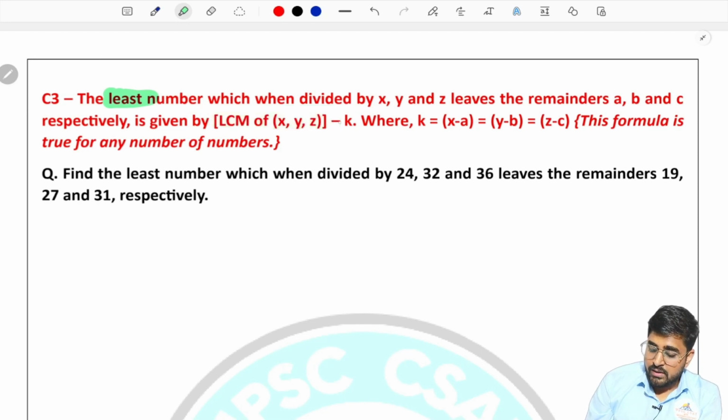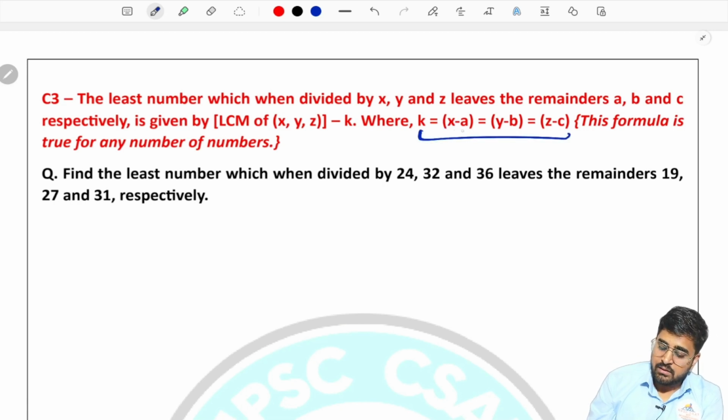But one thing you have to pay attention to is that we take the LCM of the numbers, but minus the remainder, with a common remainder which is k, where k is x minus a, which should be equal to y minus b, which should be equal to z minus c. This formula is true for any number. Basically, what you have to keep in mind is that whatever the remainder, it should always be the same.